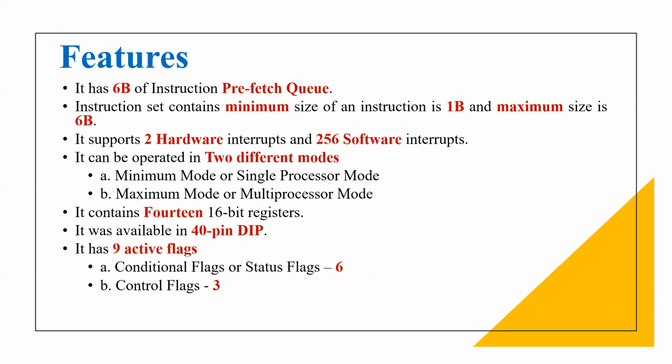In order to reduce the burden on the 8086, we took the help of these 2 coprocessors. One is the math coprocessor 8087, and the other is the input-output coprocessor 8089. These two reduce the burden on the 8086 while doing arithmetic and logical operations as well as input and output operations. These are some of the features of the 8086 microprocessor.